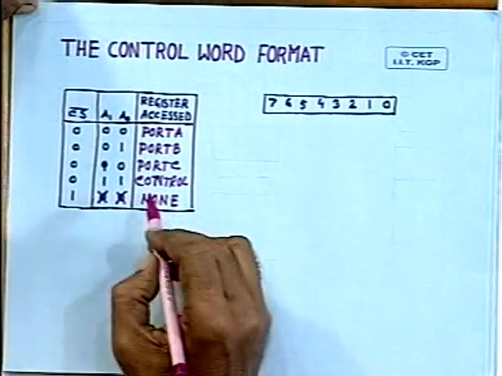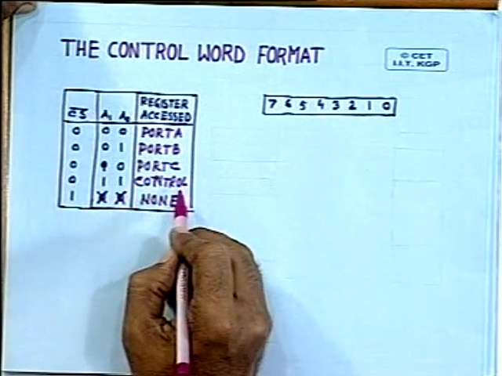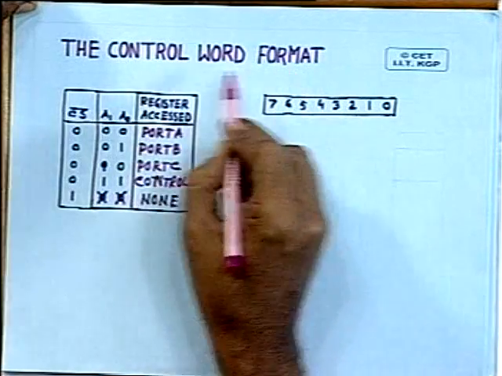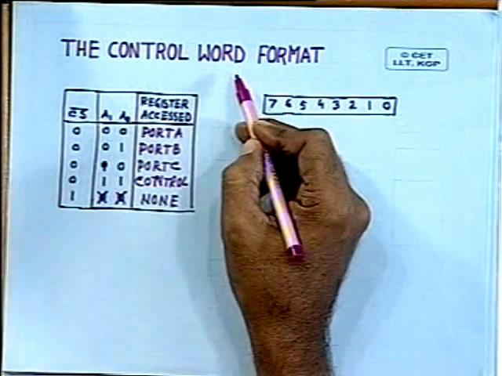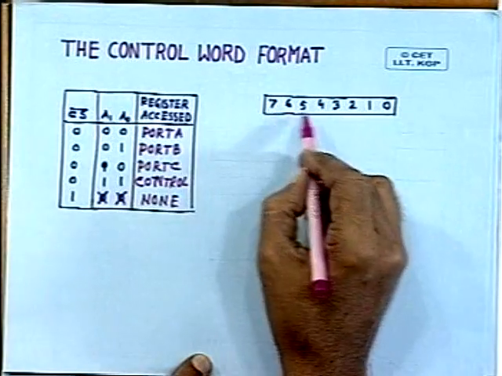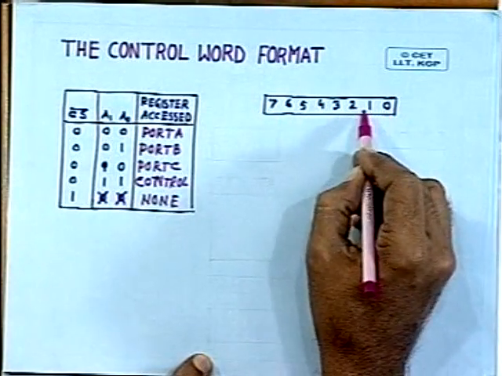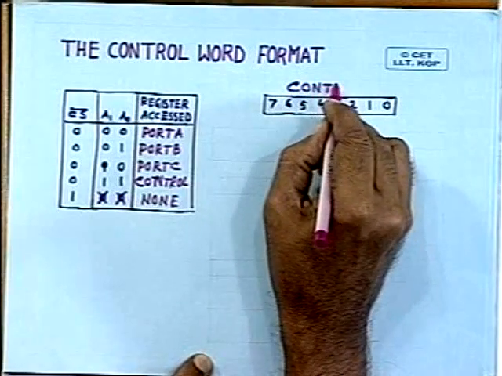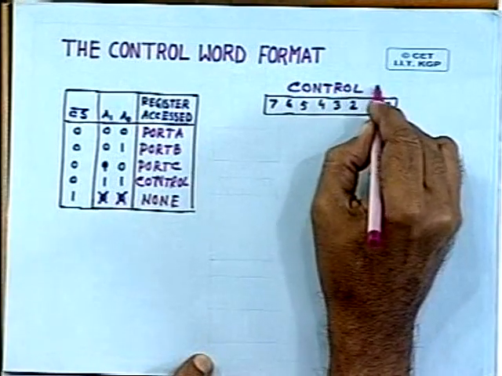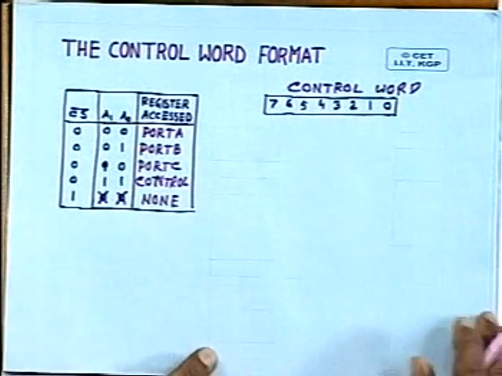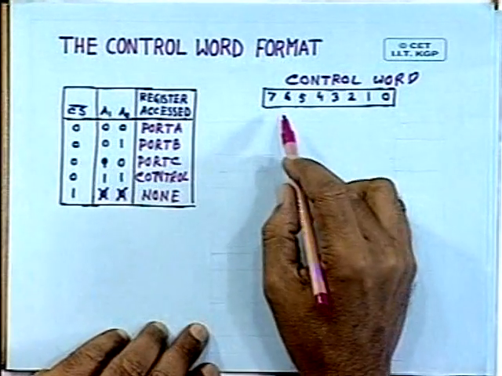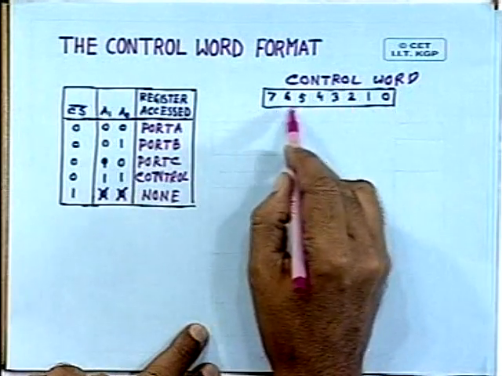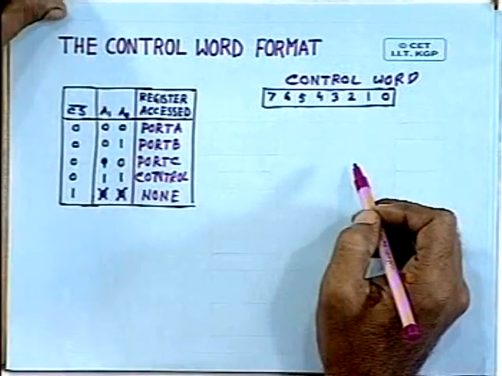Now, as I said, the control register plays a very important role. So, we have to understand the format of the control word to understand the operation of the device. Here are the different bit positions of the control word. The operation of the device can be configured by writing suitable values into this control word. Let's see how it can be done.